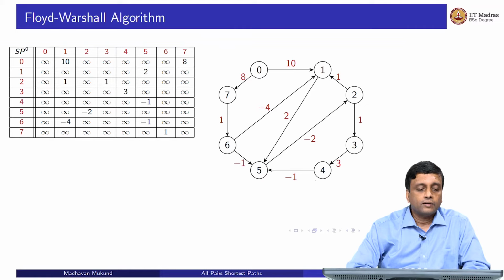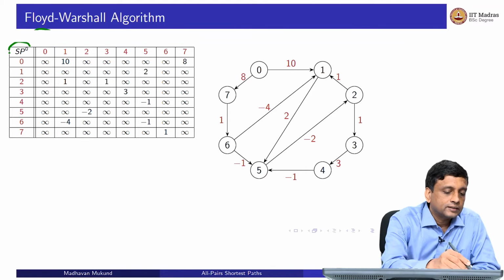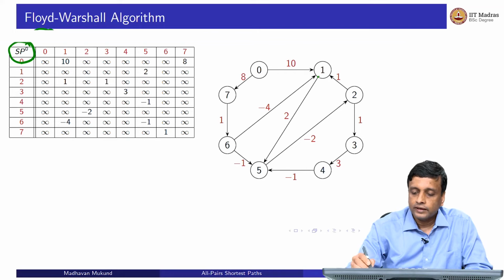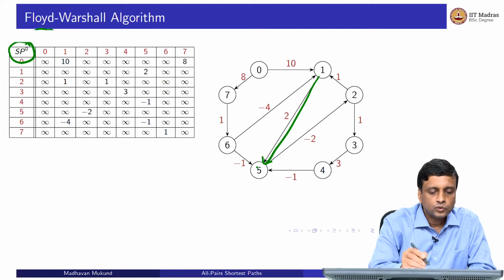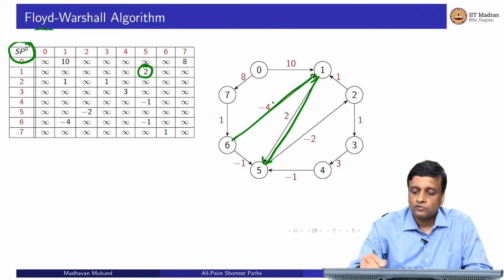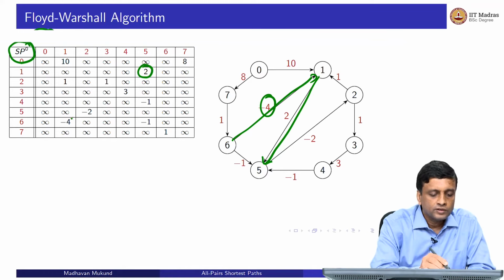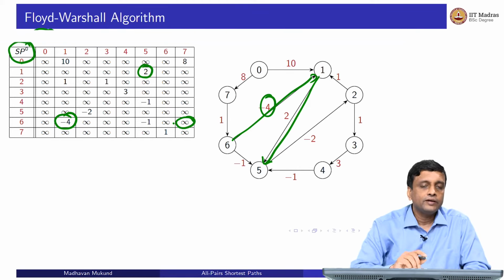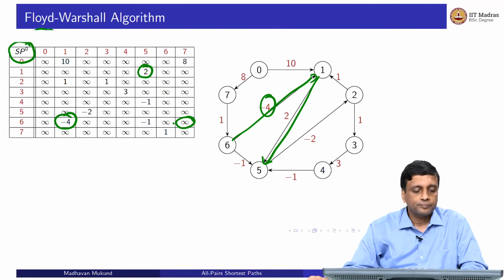So, if I look at the 0th matrix, these are all the direct edges. For instance, there is an edge 1 5 with weight 2. So, at 1 5 I have weight 2. Similarly, there is an edge 6 1 with minus 4. So, 6 1 has minus 4. Every direct edge is represented by its weight in this graph, and every non-existent edge is represented by infinity, saying that there is no edge at this point.